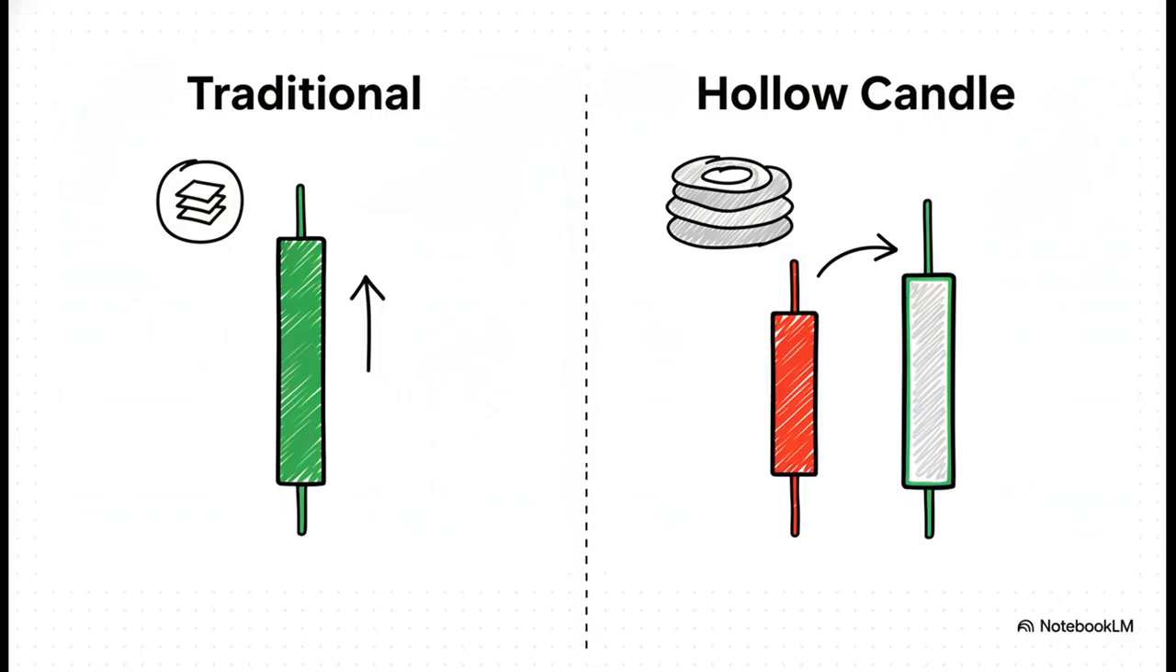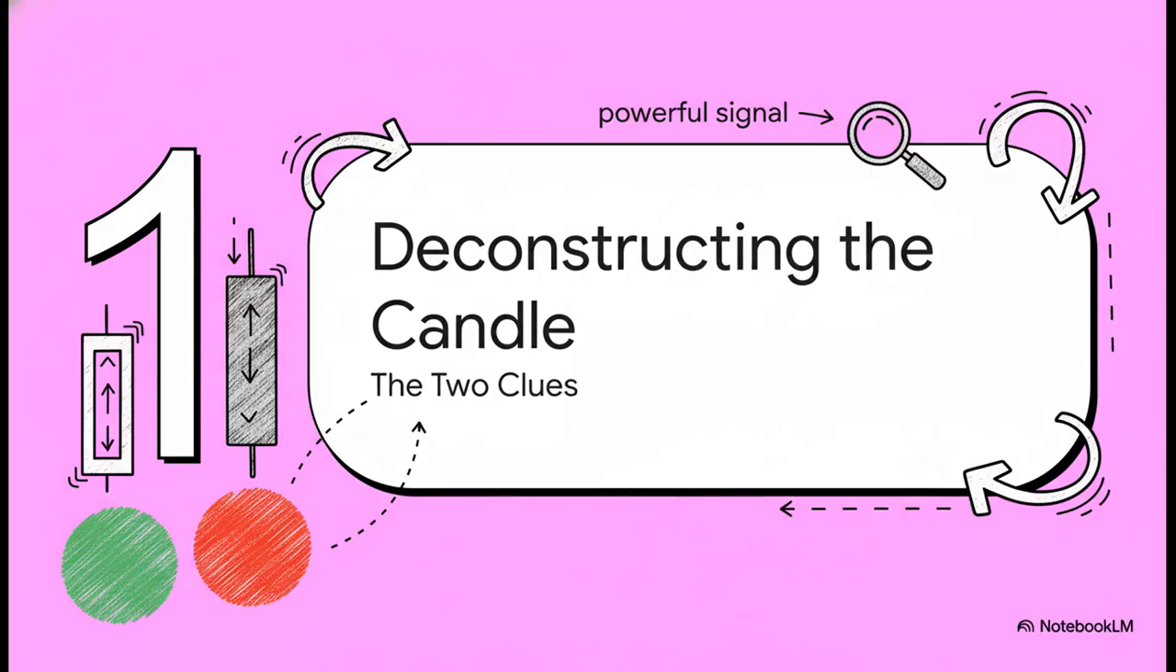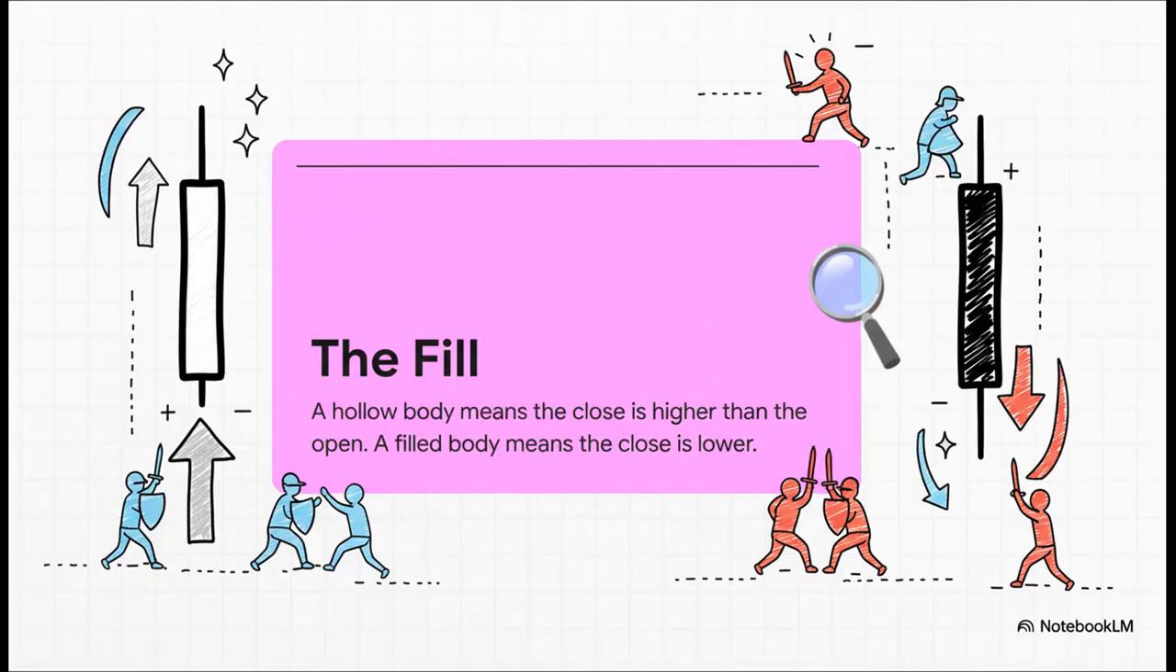See, a traditional candle's color is super simple. Green if it closed higher than it opened. But a hollow candle adds this whole other layer of information. Its look and feel depends on how the current price action relates to the previous period. And that gives us a much, much richer view of momentum. To really get a handle on this, we just need to break the hollow candle down into two simple clues. First, is the candle's body hollow or is it filled? And second, what's its color? Each one of these clues tells us something different, and when you put them together, bam, you get a really powerful signal.